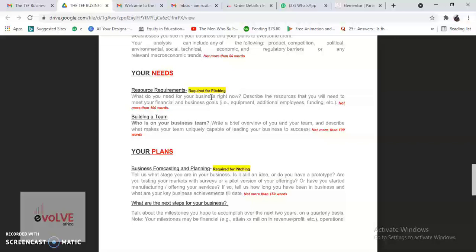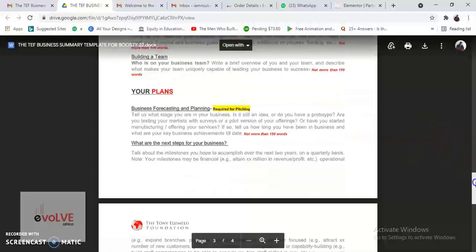Would you need a CTO? Would you need a COO? By CTO I mean, would you need a technical officer? Would you need an organizing officer? Would you need a marketing manager? Just whatever you need as part of your team to succeed, put it down here.